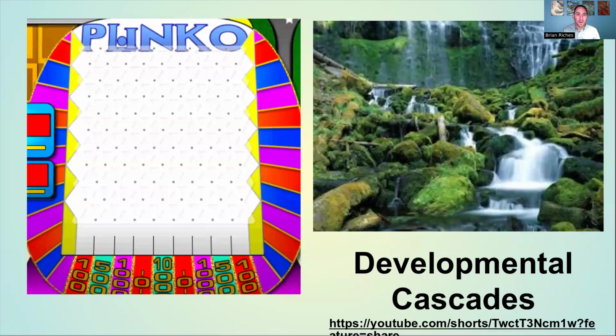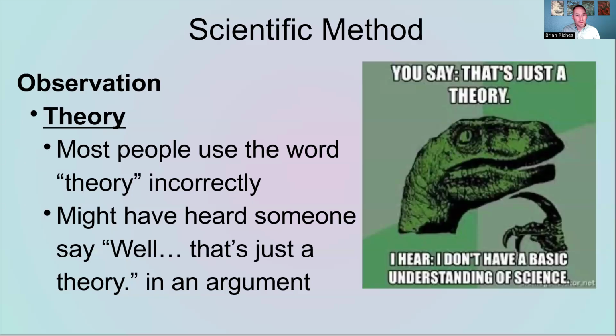Another thing that we should talk about with developmental psychology is theories. A lot of people use the term theory incorrectly. You might have heard someone during an argument be really dismissive of a point someone's making by saying, oh, that's just a theory. That's not actually how scientists use the term theory. So, before we dive into some historical and modern developmental theories, let's be clear about what a theory is.